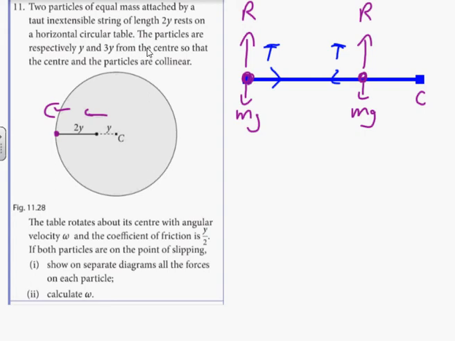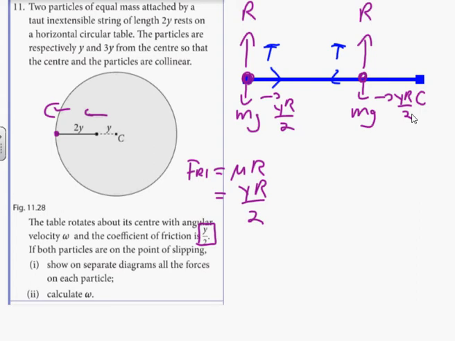So we have a coefficient of friction. Friction always opposes the motion. Friction, so F equals mu R. In this case, mu is, anybody? Does it say there y over 2? Yeah. So it's going to be yR over 2. So we have yR over 2, and then for this one, we also have yR over 2. Friction opposing the motion both times.